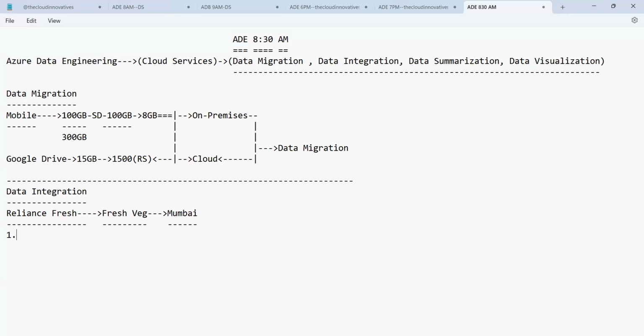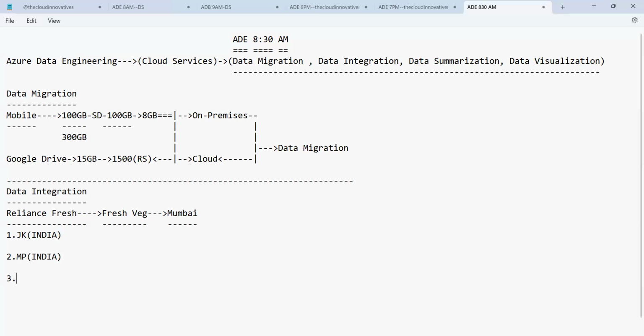Let us say vegetable number one is from J and K, that means it is cropped and cultivated in Jammu and Kashmir, India. And the next one is from Madhya Pradesh, cropped and cultivated in Madhya Pradesh only, India.